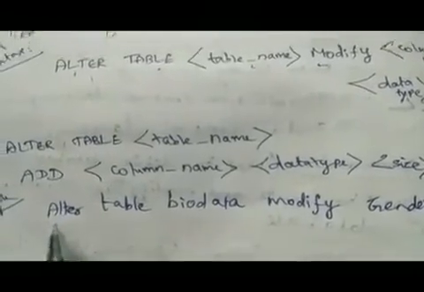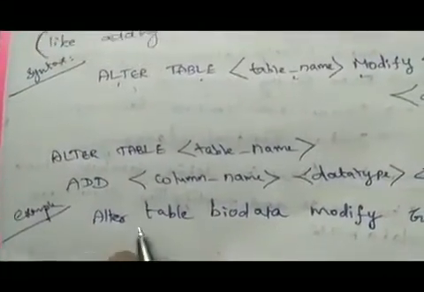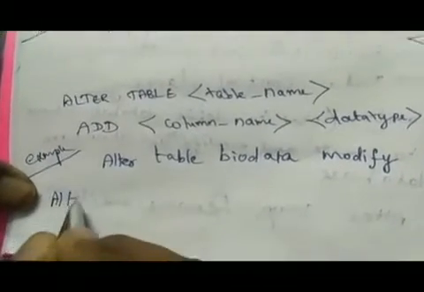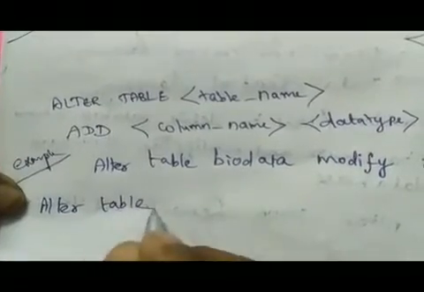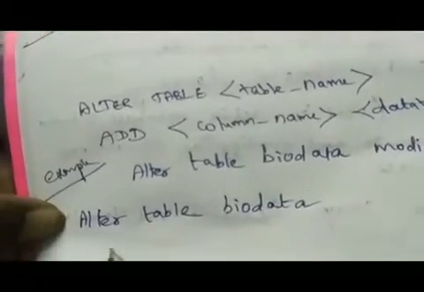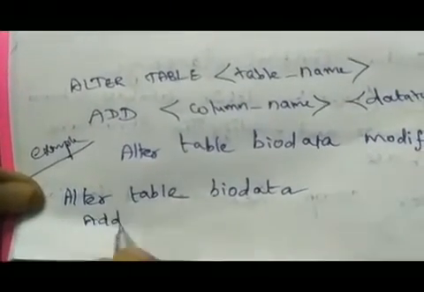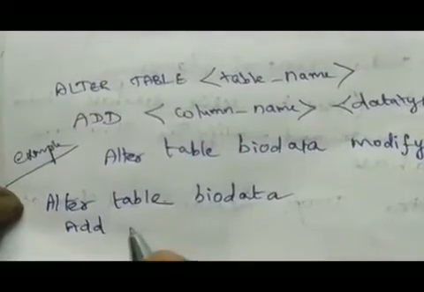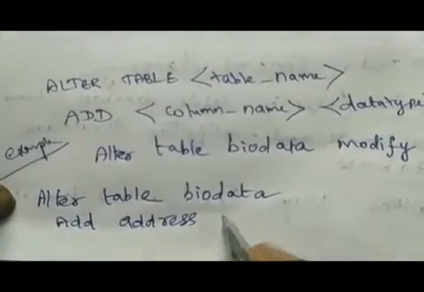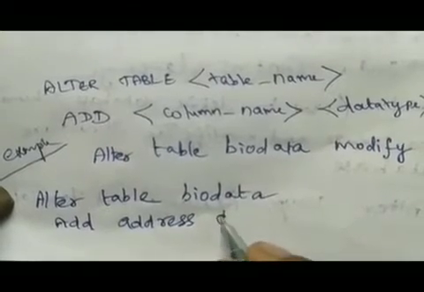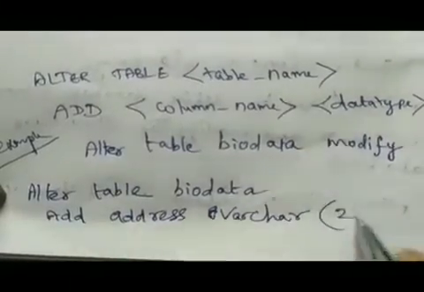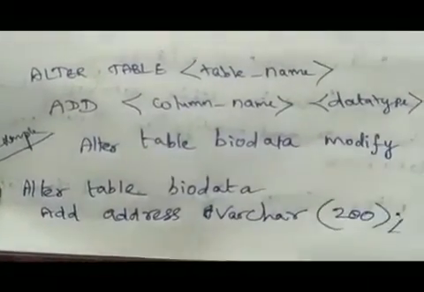With the help of the alter command, we did modify. And then if you want to add another column, address, what do we have to do? Alter table. Which table are we going to alter? Biodata. So alter table biodata. Then what are we going to do? We are going to add. What field are we going to add? Address. So add address. What is the data type? It is character or a set of strings, so we can specify it as varchar of 200. So here 200 characters we can enter.